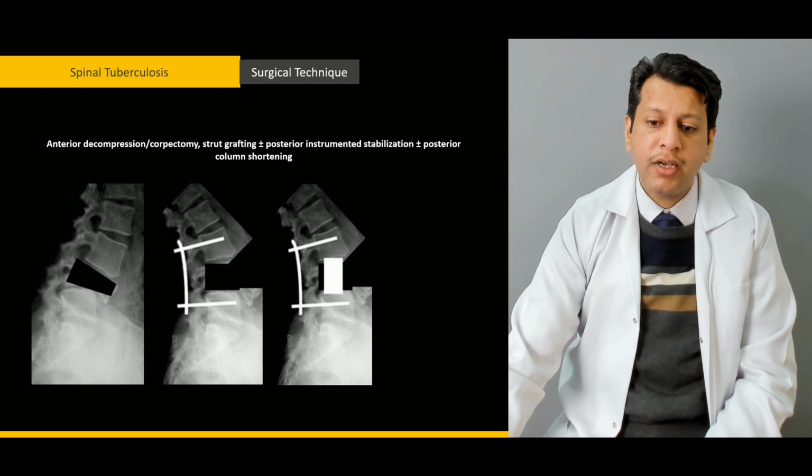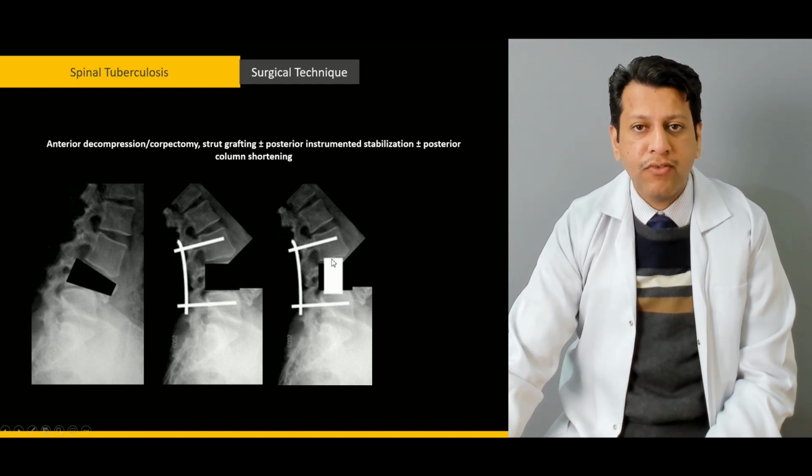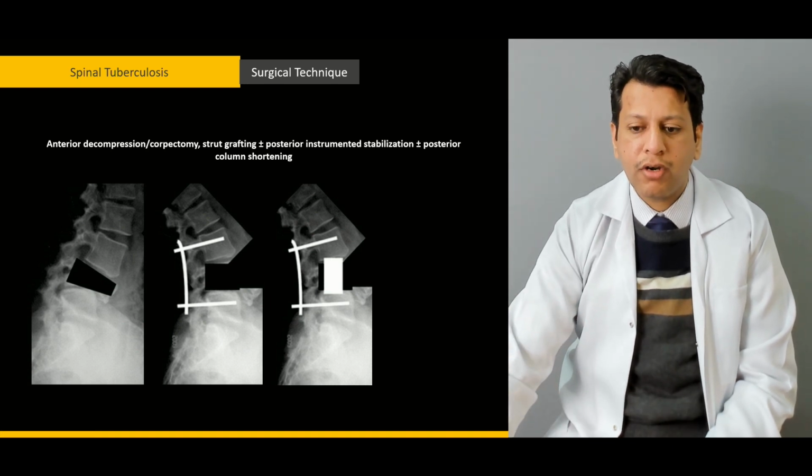If you see it over here, this is exactly what they have done. They have fixed it posteriorly. Anteriorly, they have put a cage or a graft which is fixed with a metallic cylinder, and with that you put a lot of bone graft so that bony union occurs.